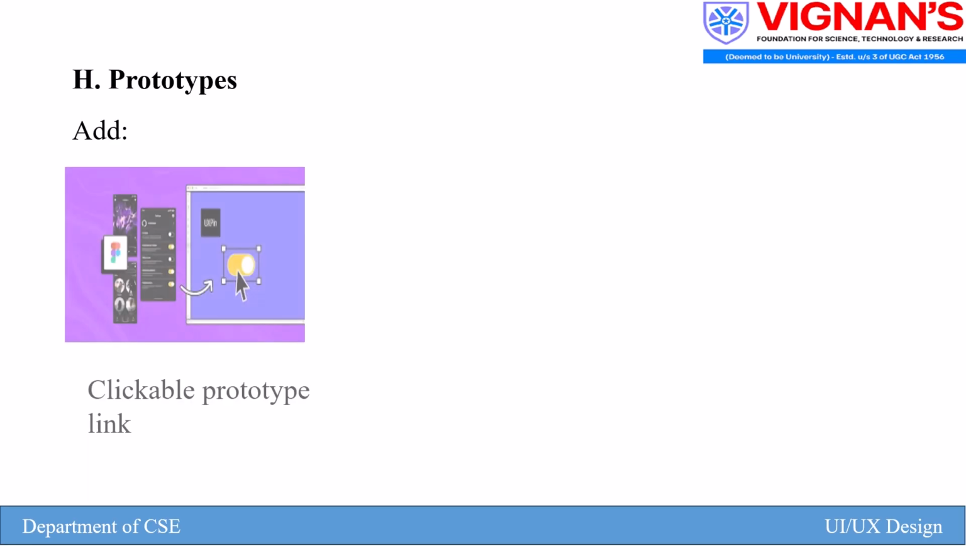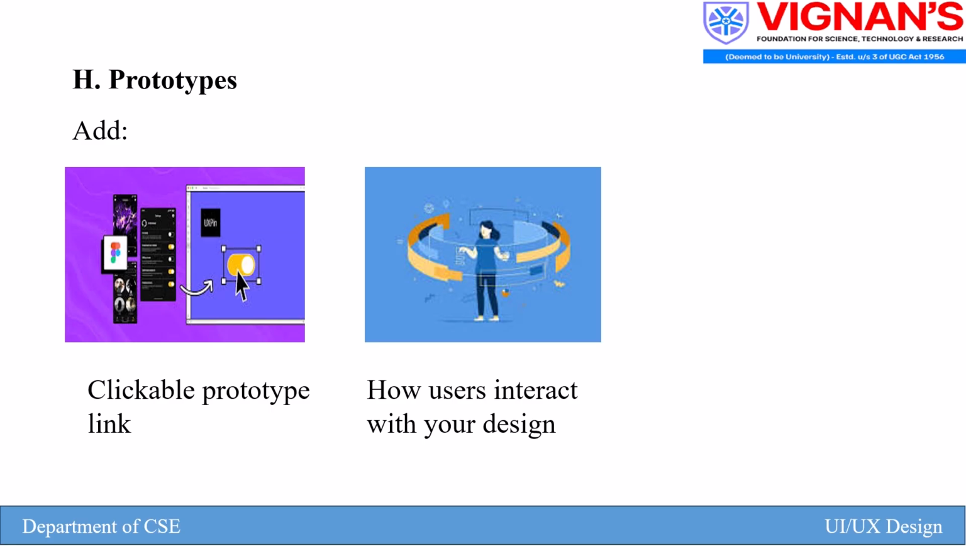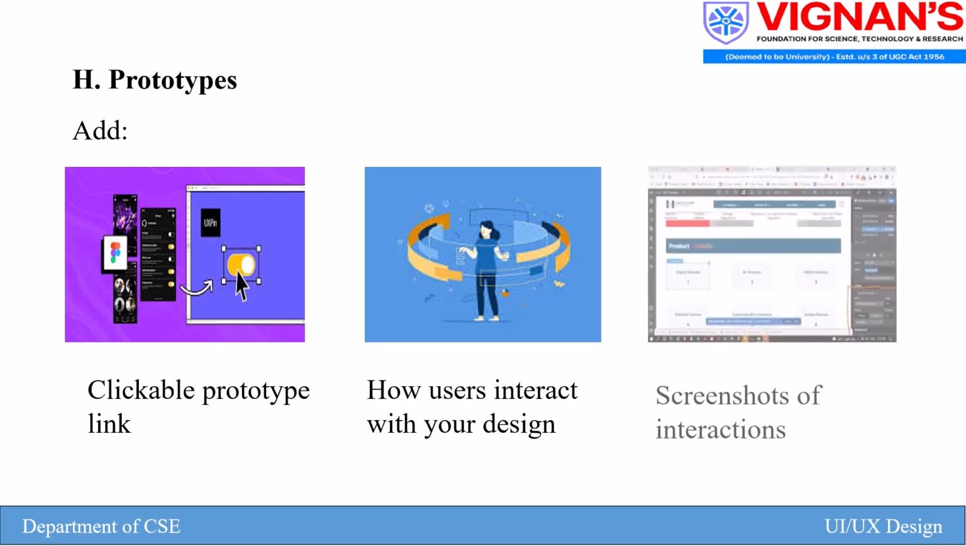This is the prototyping stage. A clickable prototype link allows users to explore the design. It shows how users interact with the interface. Screenshots capture key user interactions.